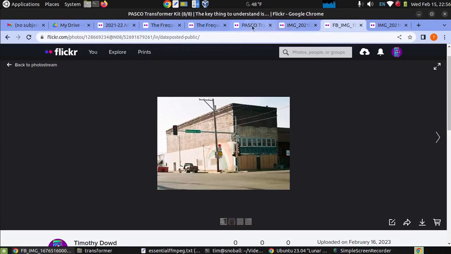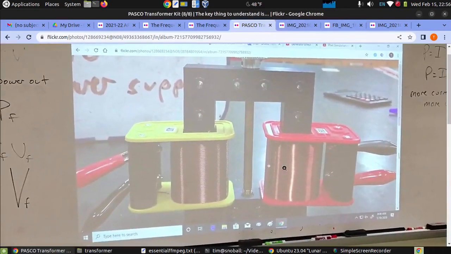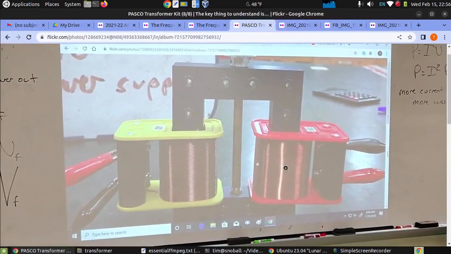So, at the end of the day, I hope you now understand the beauty of the transformer. We'll practice using these equations, and we're going to learn a lot more about alternating current because it's a fascinating topic.